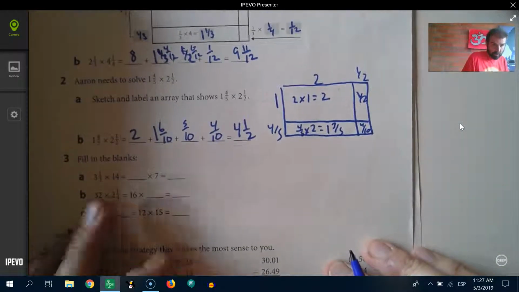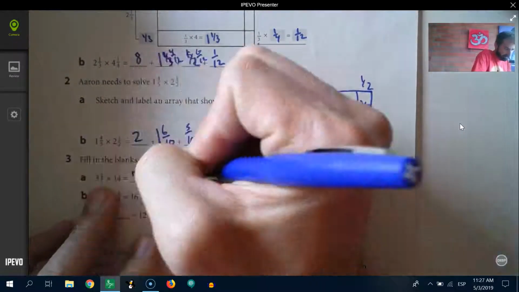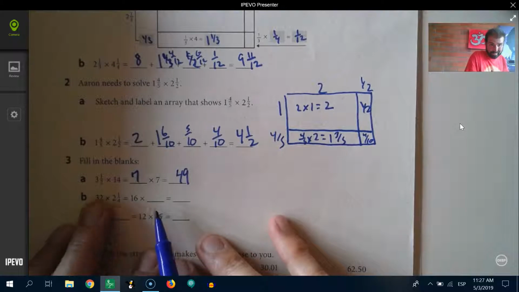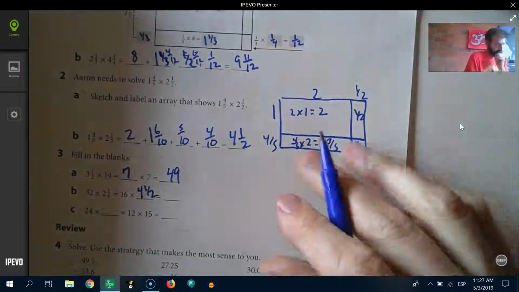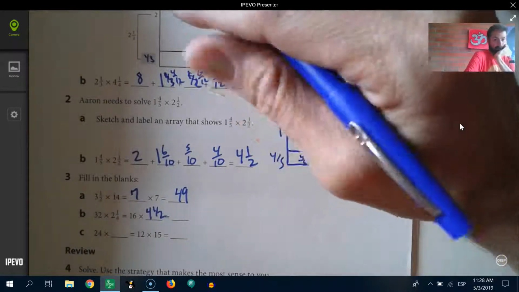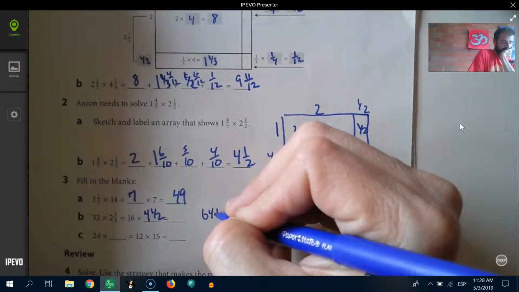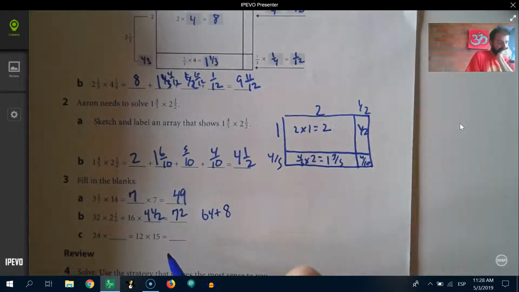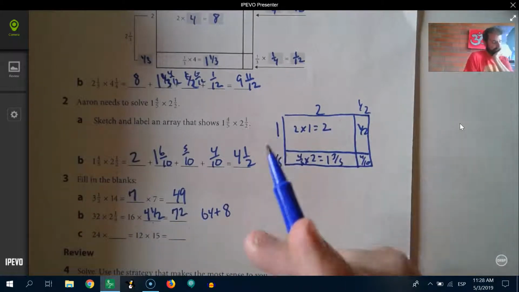Fill in the blanks. 3 1/2 times 14 is the same as, we're halving and doubling. 3 1/2 doubled is 7, so that's 49. 32 times 2 1/4 equals 16 times something, so I'm halving 32 and doubling 2 1/4 to 4 1/2. And that equals 16 times 4 is 64. Half of 16 is 8, so that would be 72. Oh, I guess I could have done 8 and 9 too. Right, 16 times 4 1/2, I could have done 8 times 9. That would have been pretty good.